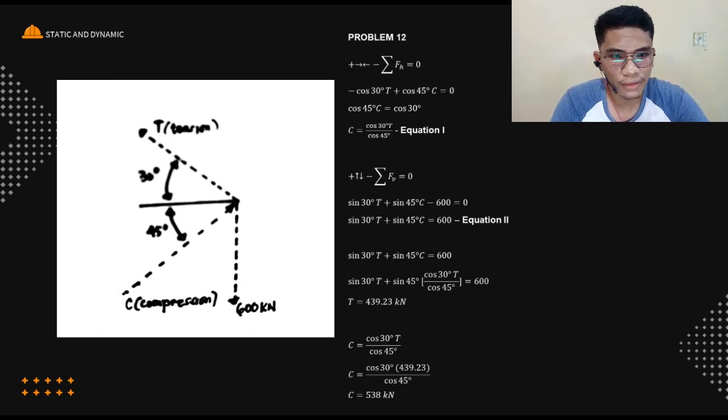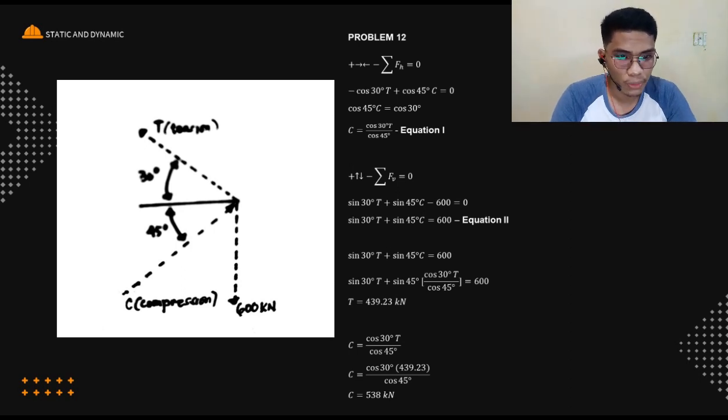Plus cosine 45C. Dito po sa C natin, mapapansin po natin na papunta po siya sa kanan yung horizontal, so nag-positive po siya, and then cosine 45 kasi naka-adjacent din po siya, is equal to 0. And then cosine 45C is equal to cosine 30T, and then isolate po natin si C sa other side. So magiging equation po natin sa C is equal to cosine 30T over cosine 45 degrees. So, meron na po tayong equation number 1.